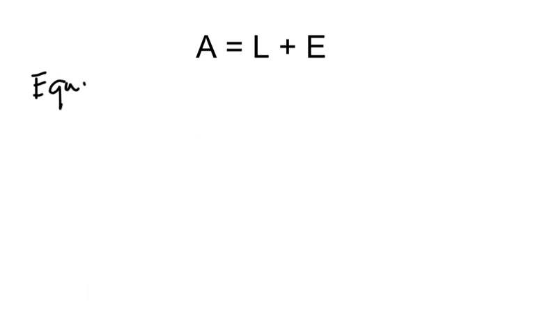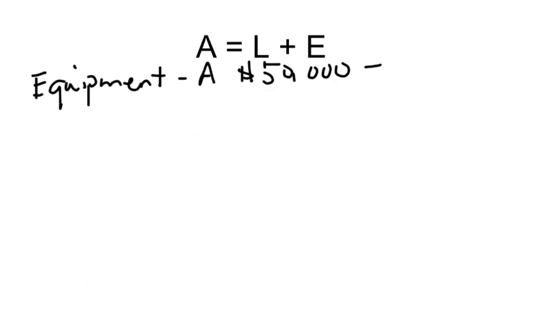I mentioned equipment, so that's probably one that's going to be involved. And equipment is what kind of an account? Equipment is an asset. And then how much was the equipment? It was $50,000. And did the equipment go up or down? We bought it, we gave it away, or sold it. We bought it. So that means that we're going to do what to equipment? Equipment is an asset. It's going up. We would debit it.